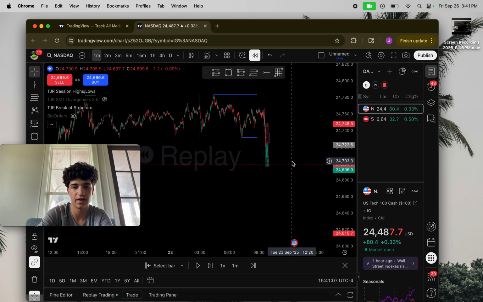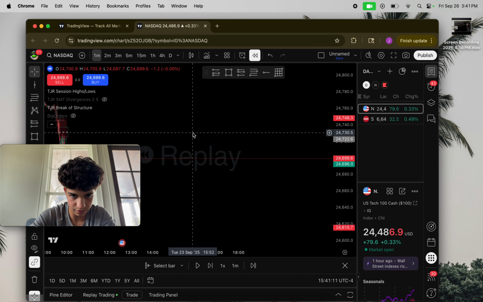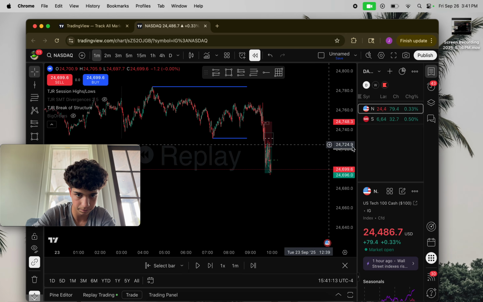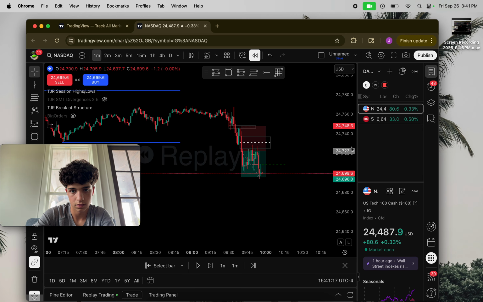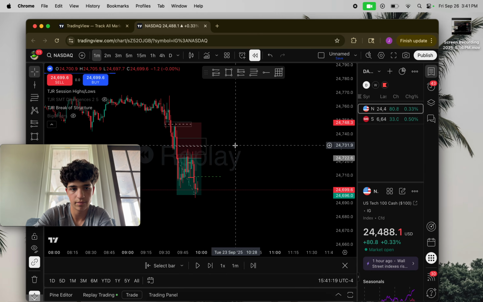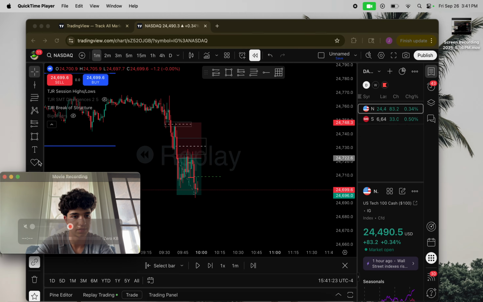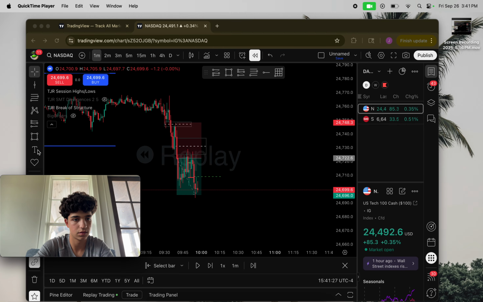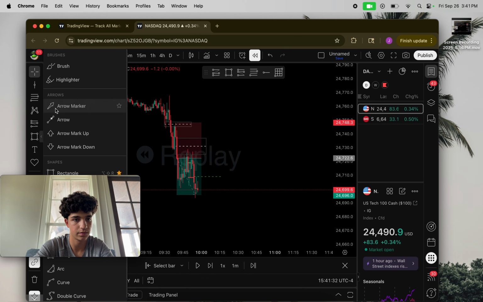I wish I could try to find an example of an inverse fair value gap trade. So basically, an inverse fair value gap trade is where, let's just say, price, let me move my face. Try to find the brush. I'm not sure which one it's on.